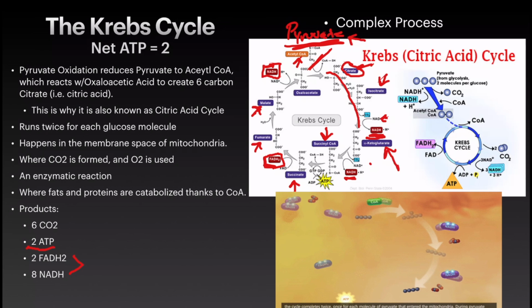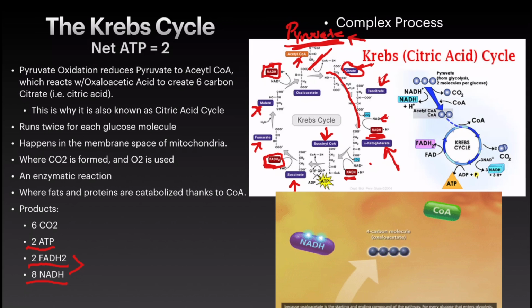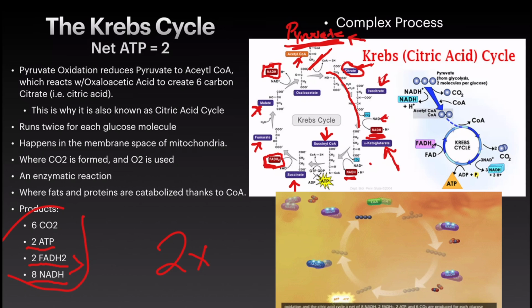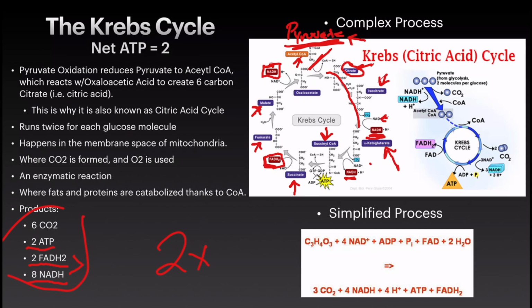And if you look, we end up getting 8 NADHs out of the Krebs cycle, and we only get 2 FADH2s. So all of this to say, it's an enzymatic reaction, so it only starts if you have coenzyme A. You have to run this cycle 2 times, so 2 times for each glucose molecule to get these products over here, okay? And what is released as a waste product?